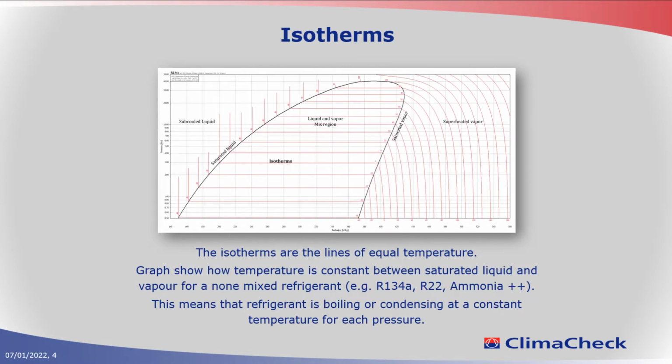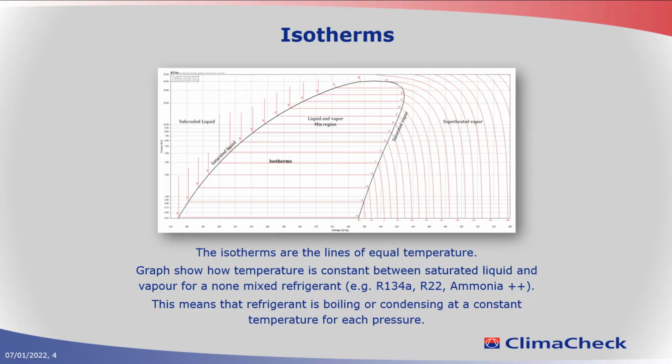There are also lines that are called isotherms. These isotherms indicate equal temperature. So along one of these lines, all the way here, you have a constant temperature. You can see that the pressure and the enthalpy are changing here, but if I keep to this line, I will have a constant temperature.